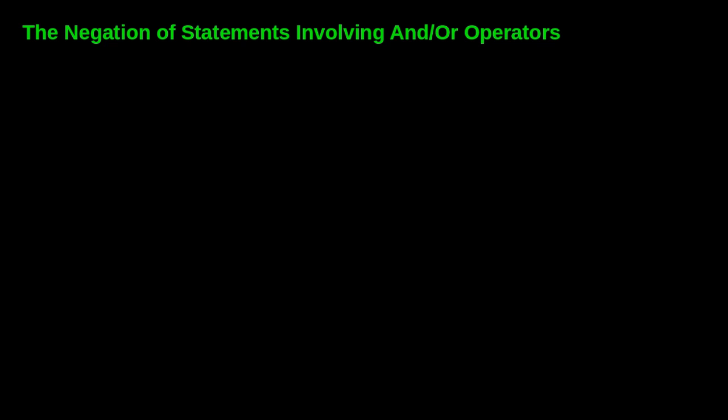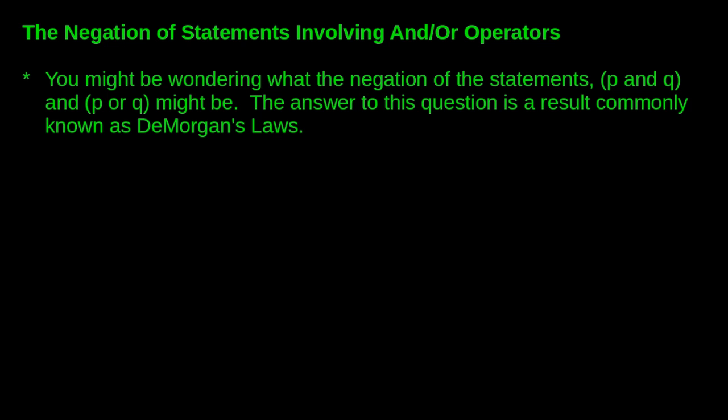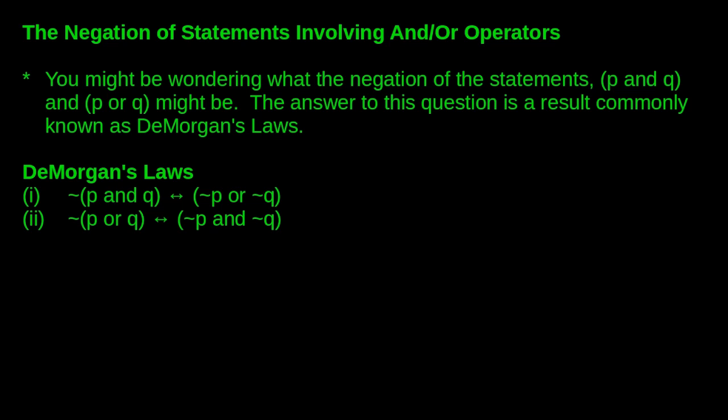Now let's talk about the negation of statements involving the and/or operators. You might be wondering what the negation of the statements P and Q and P or Q might be. The answer to this question is a result commonly known as DeMorgan's Laws. Here's DeMorgan's Laws. Part 1 says that not (P and Q) is equivalent to not P or not Q. And Part 2 says that not (P or Q) is equivalent to not P and not Q.